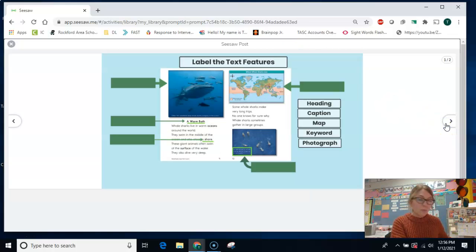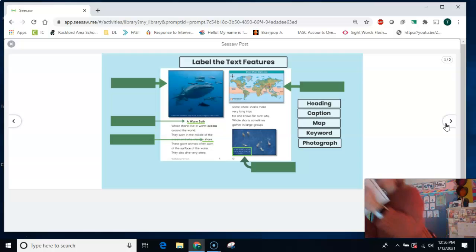You have some work in your packet. One is on our AY patterned words. We've done a lot of work with these this week as well. So look at your list of words and you're going to sort them into those two categories. We have some glossary work on the back. So here we have kind of like that little mini dictionary.